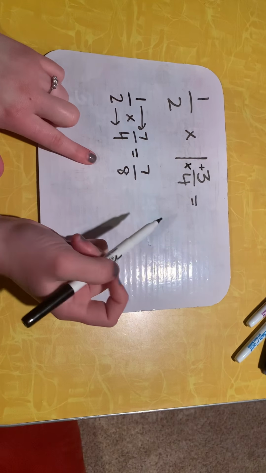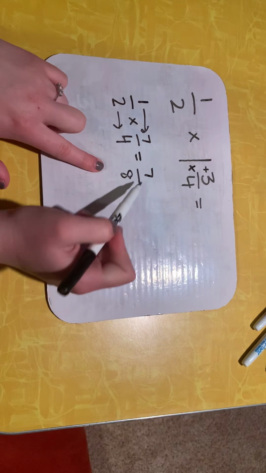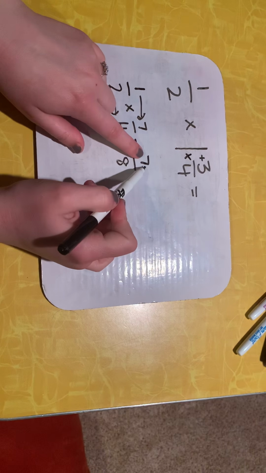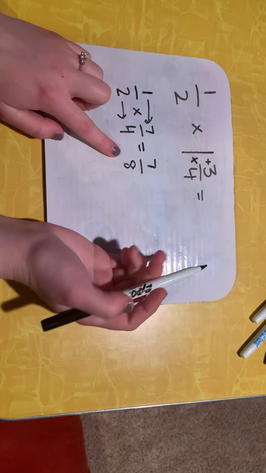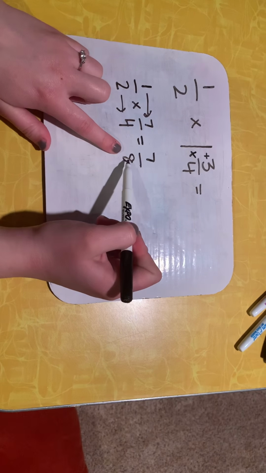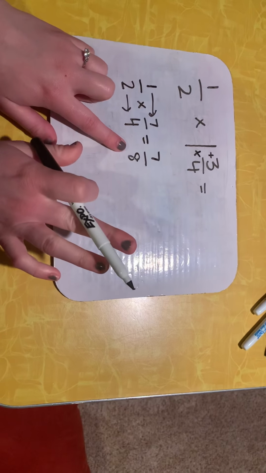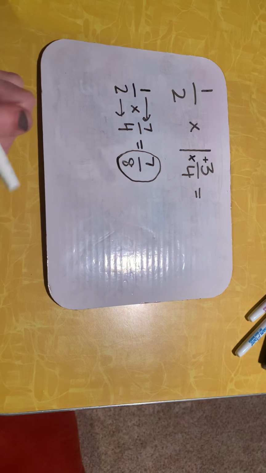Then I'm going to check and see, is it an improper fraction? No, it's not, because the numerator is less than the denominator. And can I reduce at all? No, I cannot, because remember, if the numerator is one number smaller than the denominator, it's already in its most reduced form. So that is my final answer, 7/8.